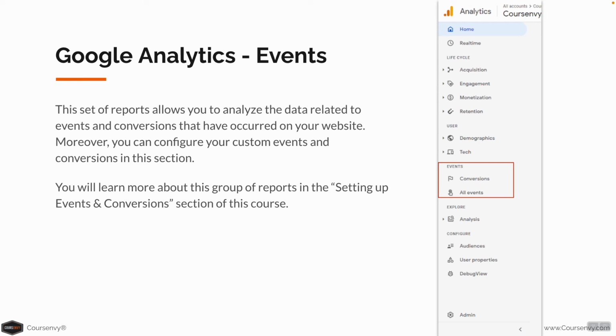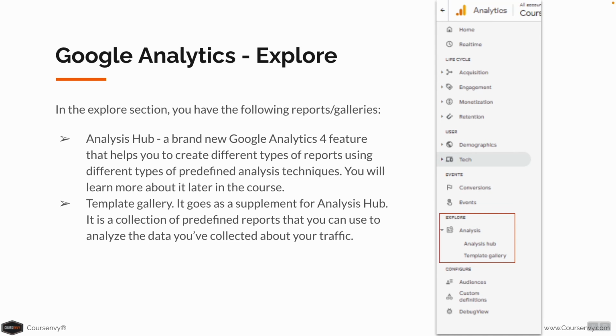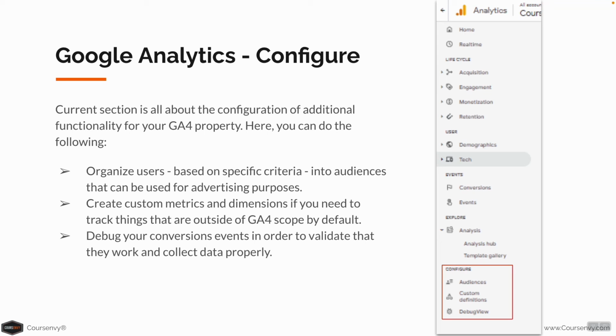Next are events. This set of reports allows you to analyze the data related to events and conversions that have occurred on your website. You can also configure custom events and conversions in this section. Next is Explore in this left sidebar. First is the Analysis Hub. This is where you can create different types of reports and predefined analysis techniques, or you can use the template gallery, where there is a collection of predefined reports you can use to analyze this data you've collected about your traffic.